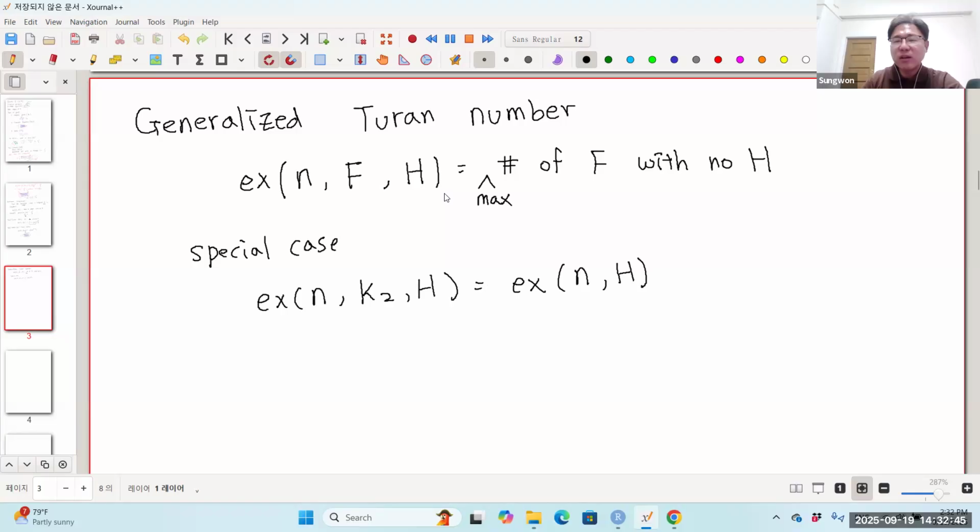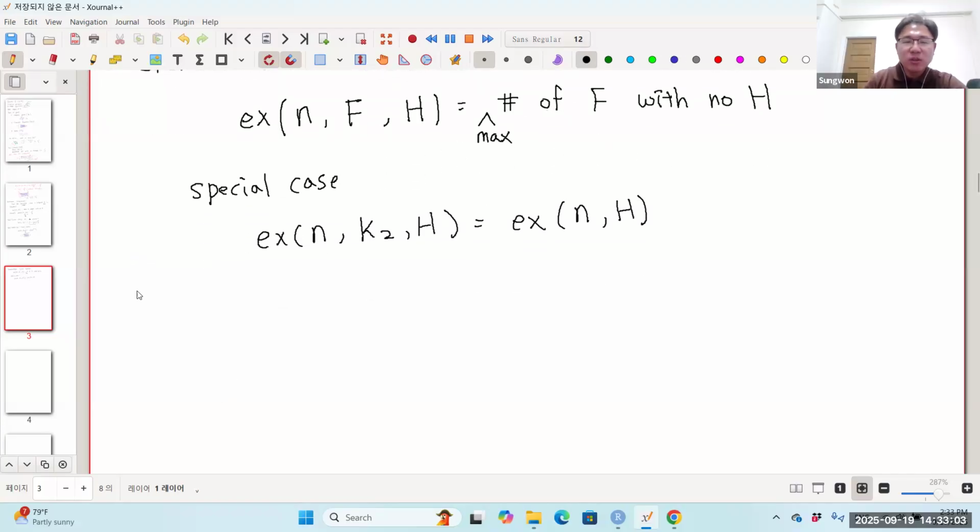But this is much more general. We are not only looking at the maximum edges, but we want to find the maximum number of this subgraph F in the n-vertex graph. There are many works on when H is K_{s,t}, the complete bipartite graph. So H is this forbidden graph. And here are some past works.